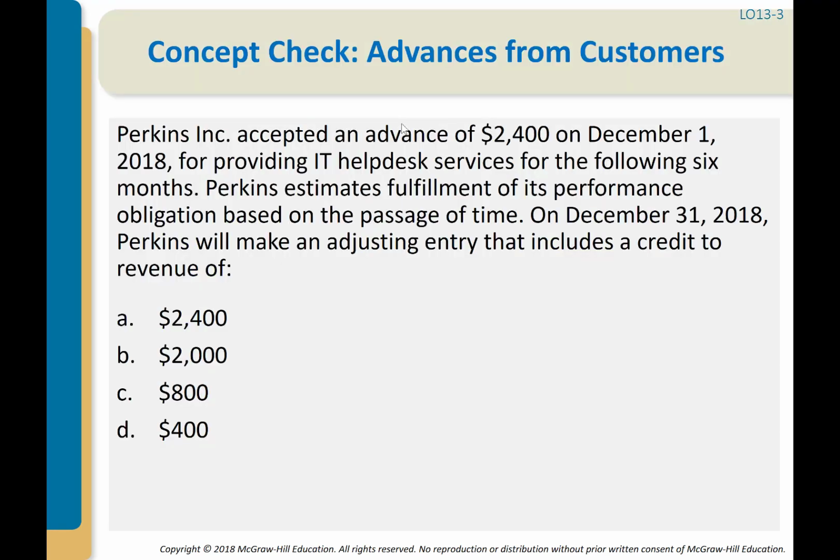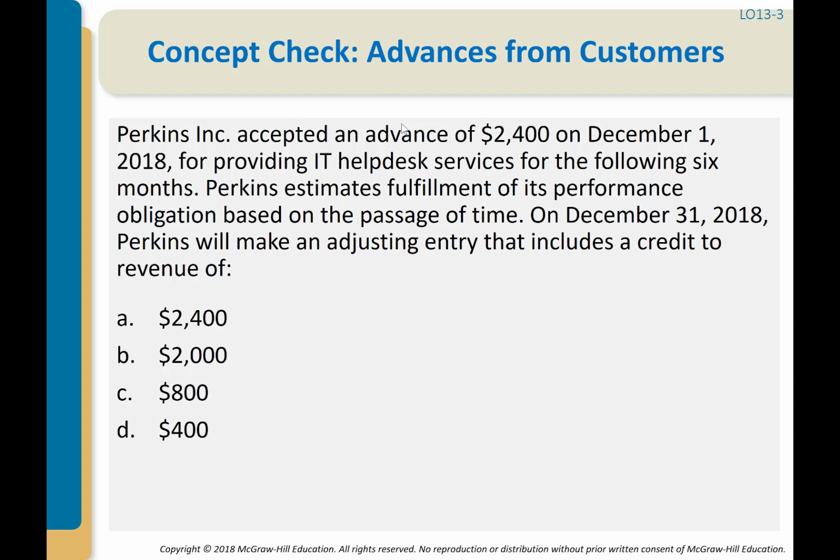Okay, good. Let's go ahead and take a look at this one. Perkins accepted an advance of $2,400 on December 1st for providing IT help services for the following 6 months. Perkins estimates fulfillment of its performance is based on the passage of time. Again, how we take these is really up to the company to determine their operations, right? And all they have to do is be reasonable and rational in how they come up with that.